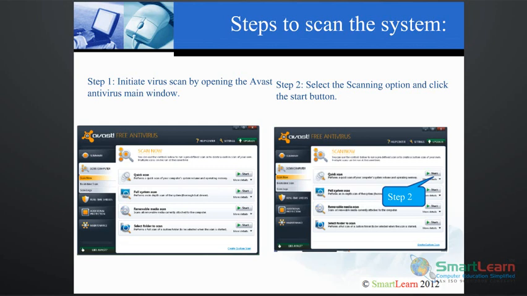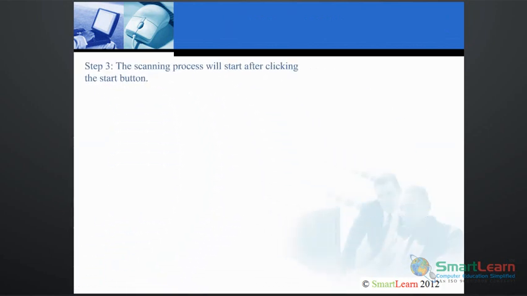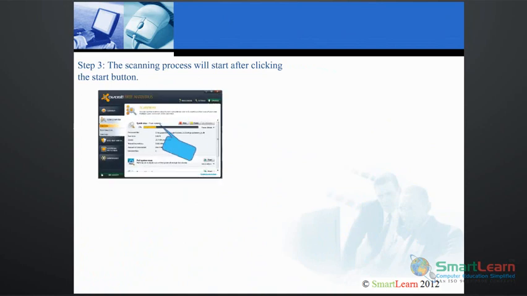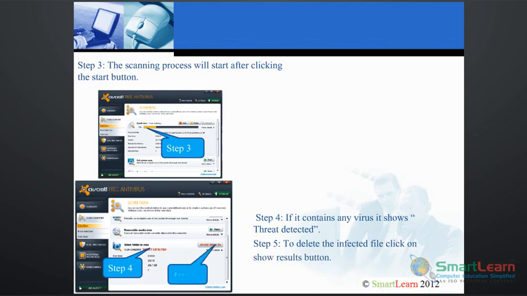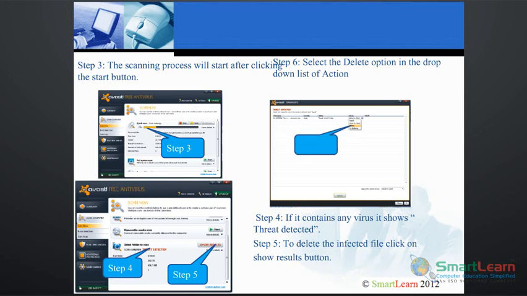Step 3. The scanning process will start after clicking the Start button. Step 4. If it contains any virus, it shows Threat Detected. Step 5. To delete the infected file, click on Show Results button. Step 6. Select the Delete option in the drop-down list of action. Step 7. Click Apply, then the virus gets deleted.